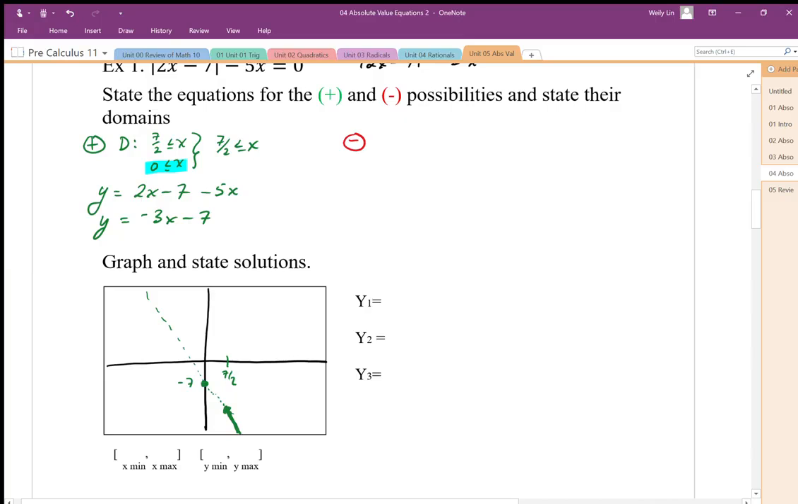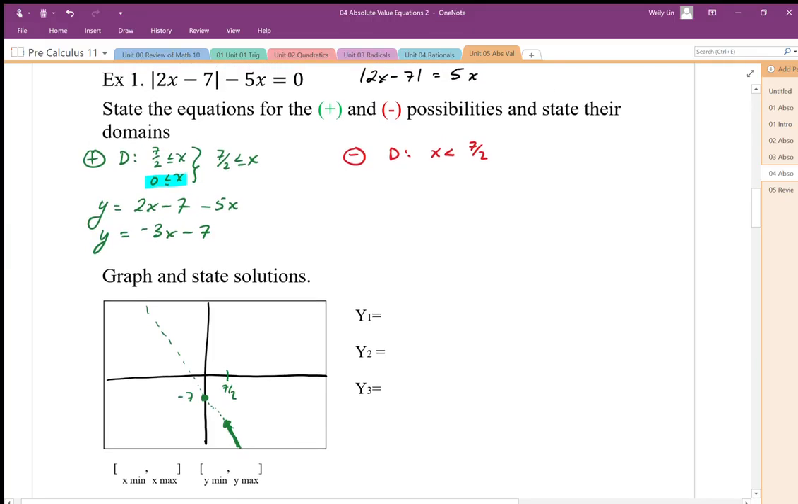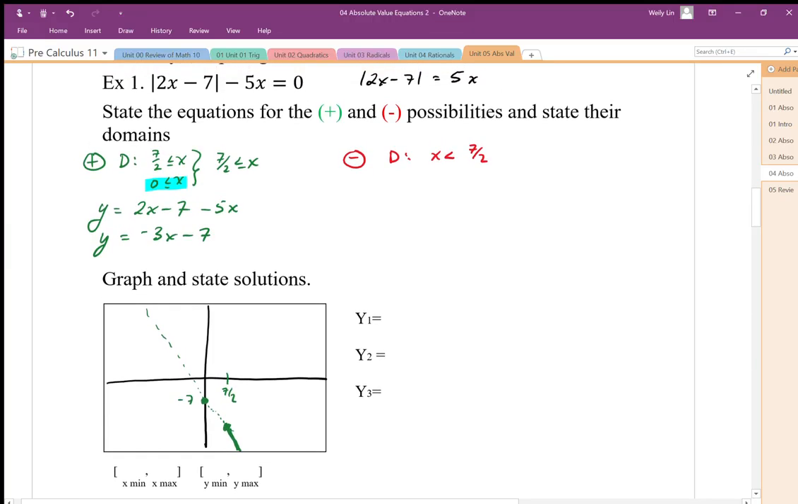The negative version has a domain restriction. The domain of that is going to be when x is less than 7/2. Again, x has to be greater than 0, because we can't have x equaling a negative, otherwise it doesn't quite work. But we're not going to worry about the outside restriction. There's our inside restriction, and that's where our kink is.